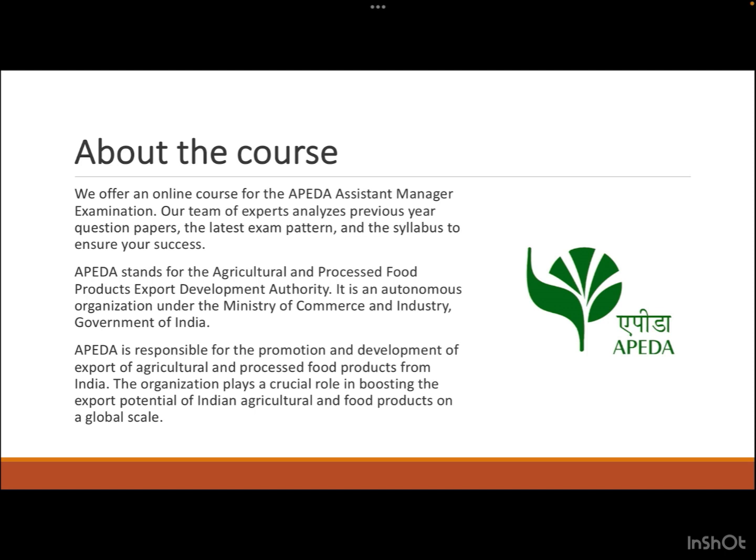We know that APEDA stands for Agricultural and Processed Food Products Export Development Authority. It is an autonomous organization under the Ministry of Commerce and Industry, Government of India. APEDA is responsible for the promotion and development of export of agricultural and processed food products from India. The organization plays a crucial role in boosting the export potential of Indian agricultural and food products on a global scale.